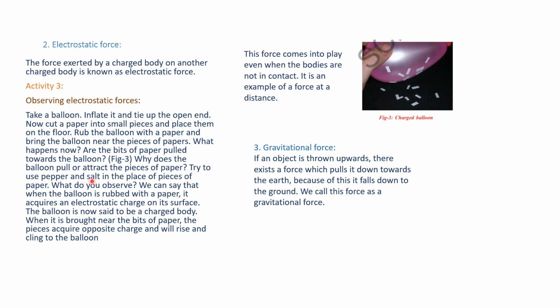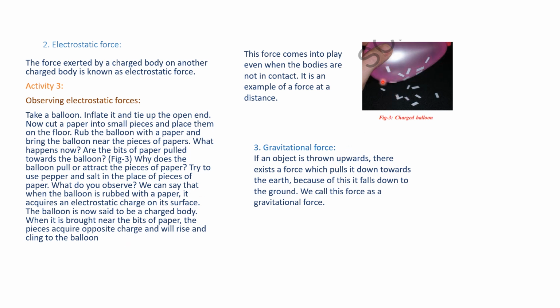Why does the balloon pull or attract the pieces of paper? So let us try to understand. Use pepper and salt in place of pieces of paper. What do you observe? We can say that when the balloon is rubbed with the paper, it acquires an electrostatic charge on its surface. The balloon is now said to be a charged body. When it is brought near the bits of paper, the pieces acquire opposite charge and will rise and cling to the balloon.